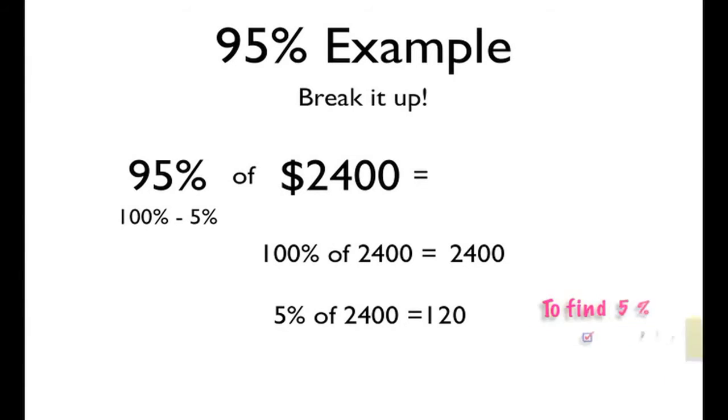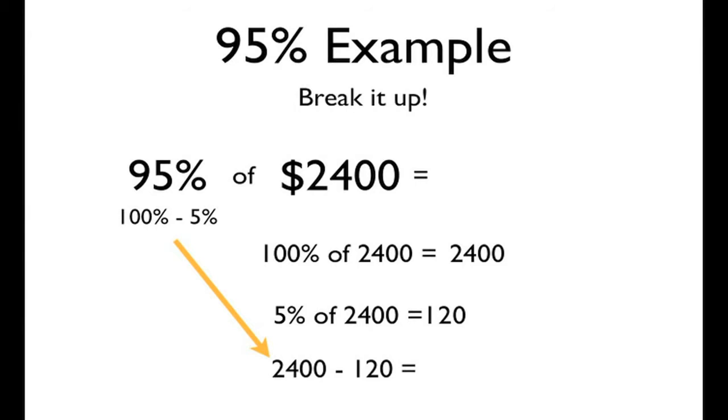Now, we broke it up, so we have to put it back together. 100% minus 5%, 2400 minus 120, to give us our final answer of 2,280.